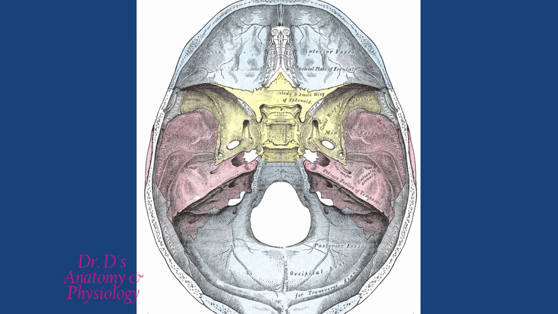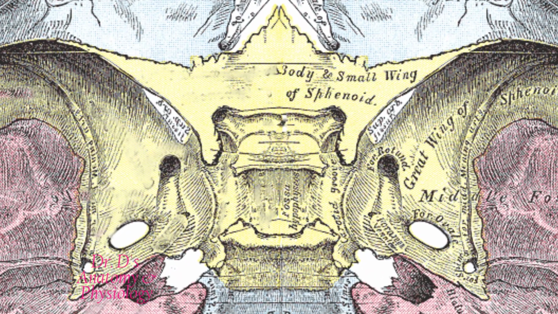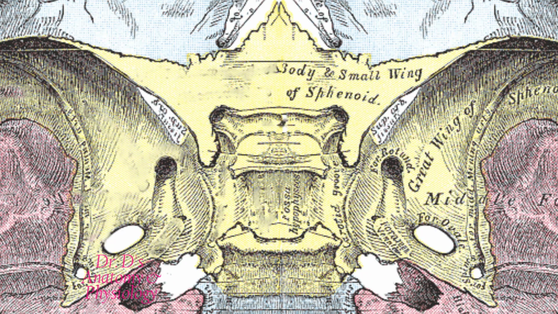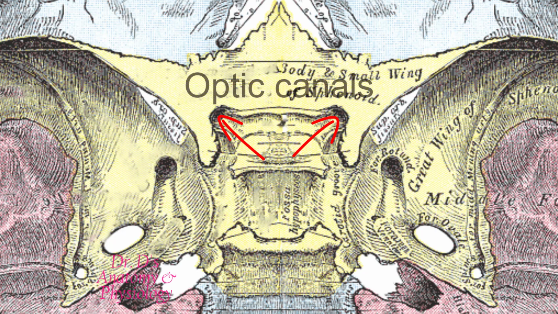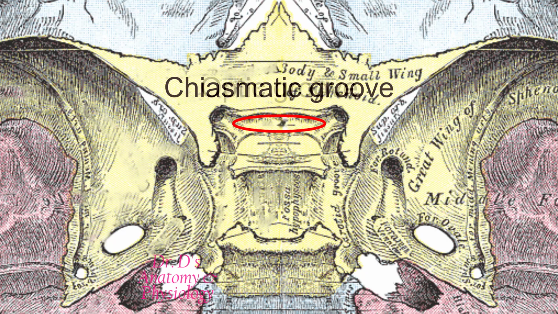And let's take a closer look at the lesser wings, the small wings. There are a couple of features to note here. At the place where the small wings attach to the body, there are openings which allow for the passage of the second cranial nerve, the optic nerve. And these openings are referred to as the optic canals. Connecting the two openings, there is a groove, and this groove is going to accommodate the place where the two optic nerves cross at what is called the optic chiasma. So this groove is referred to as the chiasmatic groove. It can also be referred to as the optic groove.